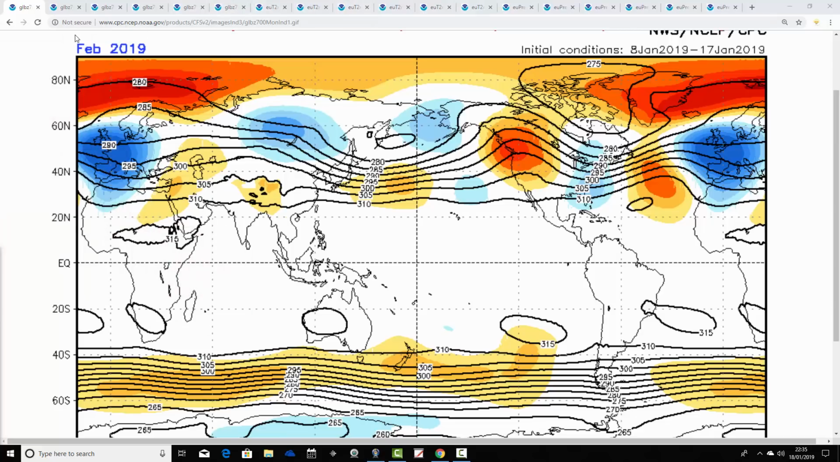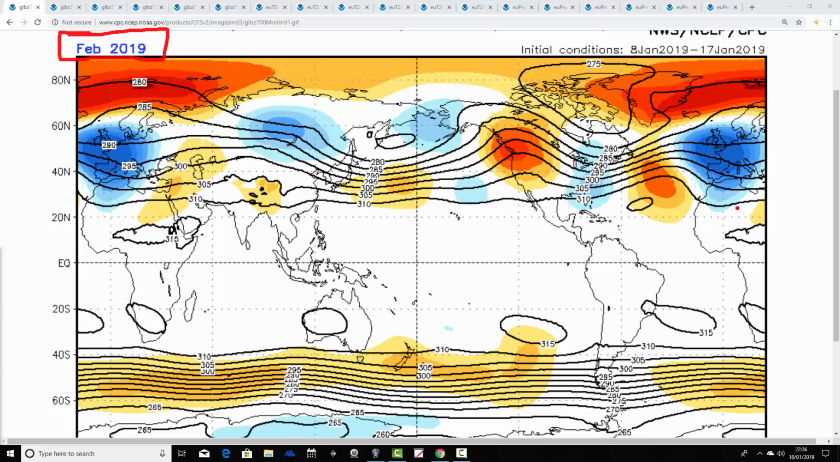So we're going to start off with the 700 millibar height anomaly flowcharts first of all, and then as I say, we'll have a look at corresponding temperature and precipitation anomalies that go with those heights. So we're beginning in February. If everything's working correctly, this is just 1 month away. So if everything with the model is working as it should be, this ought to be the most reliable out of all of this.